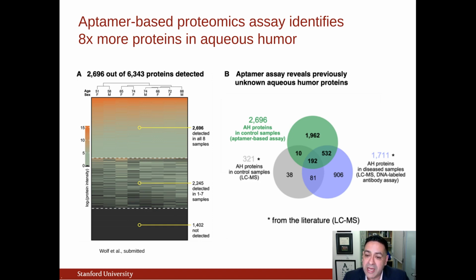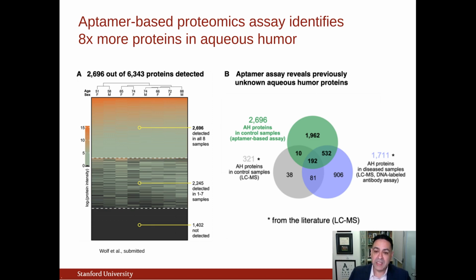Now, the aptamer array did detect several, you can see in the Venn diagram, the overlapping areas, proteins that had previously been described either in control samples or disease. But right now, we think this is probably one of the best ways to explore protein expression in the aqueous humor.